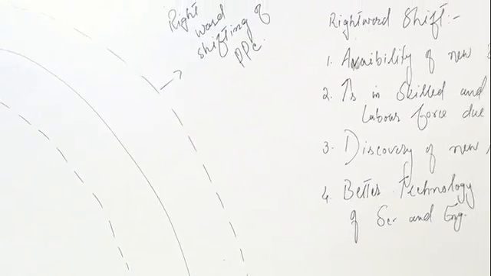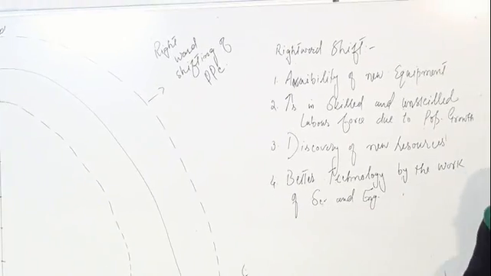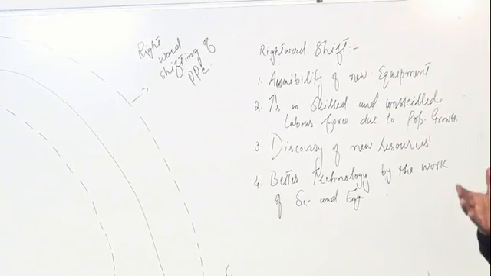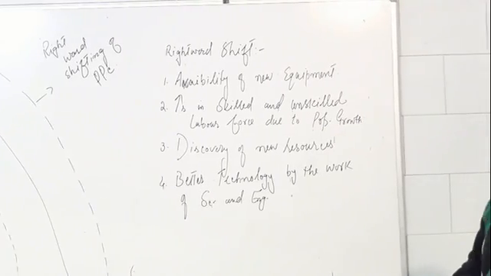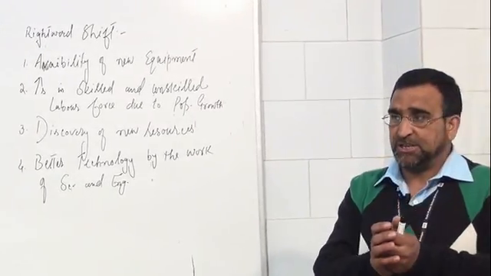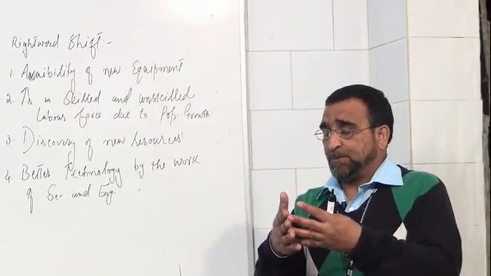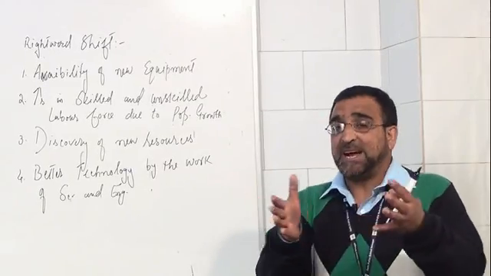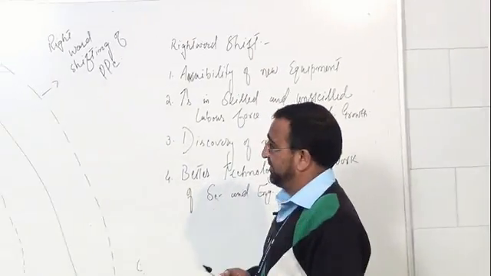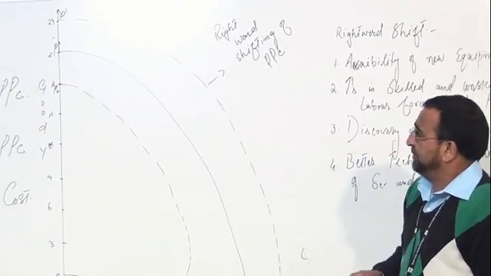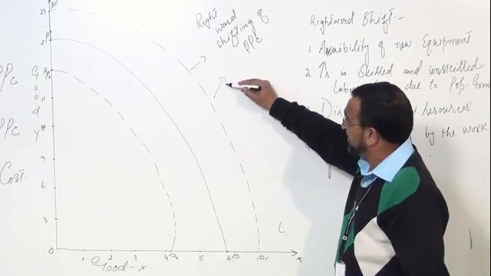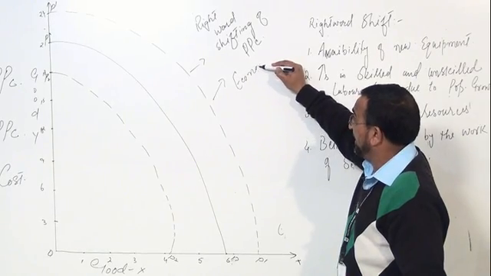Then, better technology by the work of scientists and engineers. This is one more important thing. In every economy we have scientists, engineers, and other statesmen who are working for the upliftment, for the development of the economy. When there is better technology, now we have more and more sophisticated technology in an economy. By that technology we can produce more goods and services in the economy. All these factors force the production possibility curve to shift to its right side, which we call the rightward shift, and in economic terms we call it economic growth.